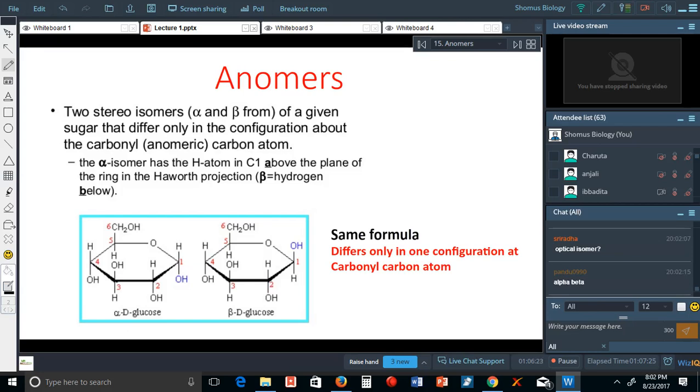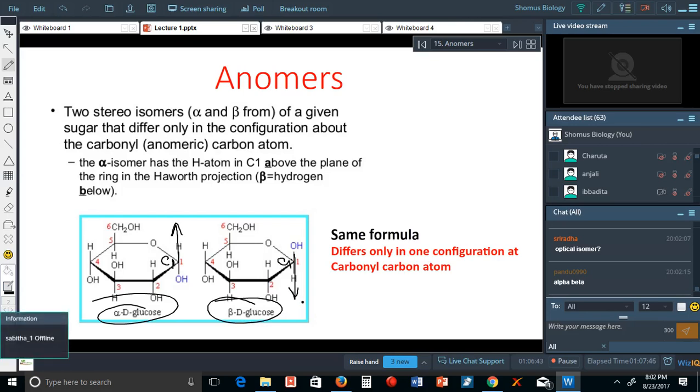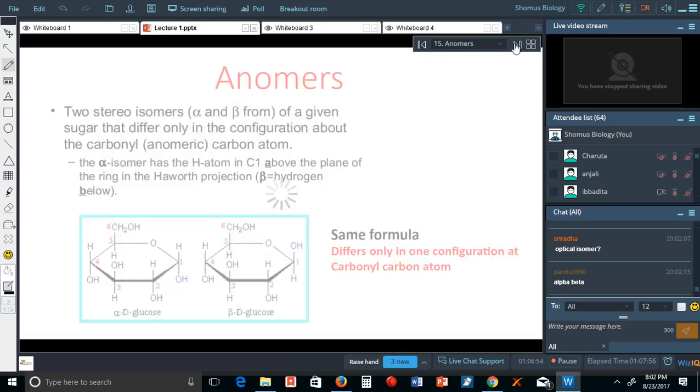The alpha isomer has the hydrogen atom, if you look here, at C1, this is carbon number 1, out of the plane, on the top, above. In beta, the hydrogen atom at C1 is below the plane. So if you consider a plane, the hydrogen atom can be above the plane or below the plane.